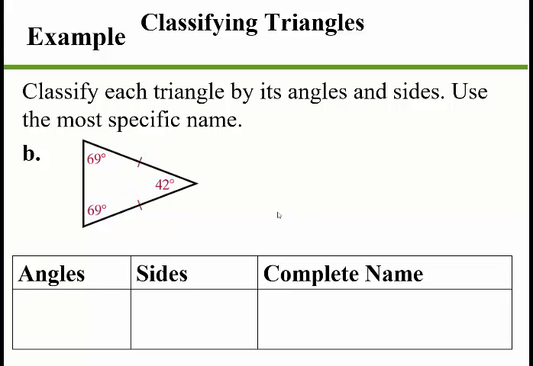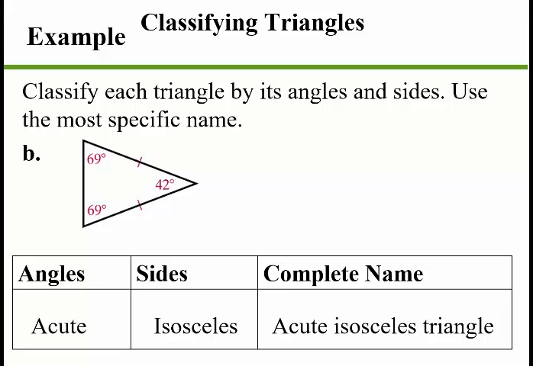Let's do another one. I have something like this. I notice two angles are equal, and two sides are equal. I also notice that all the angles are less than 90 degrees, so this would be an acute triangle. Because two sides are equal, like this side and this side, that's an isosceles triangle. So the complete name here would be an acute isosceles triangle.